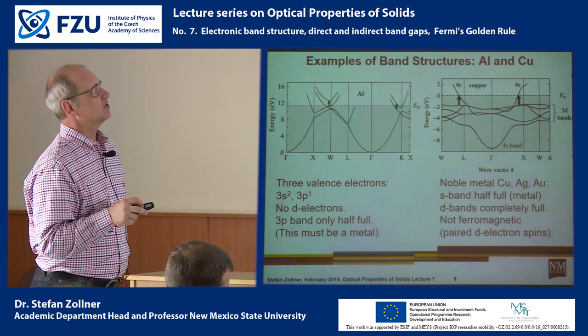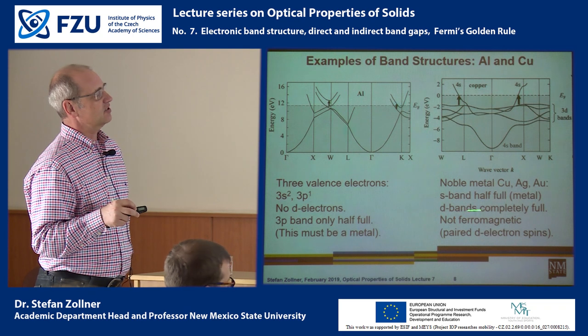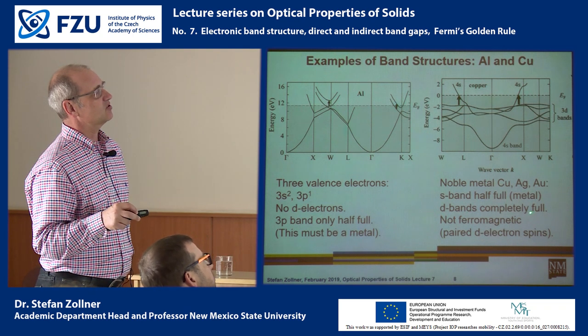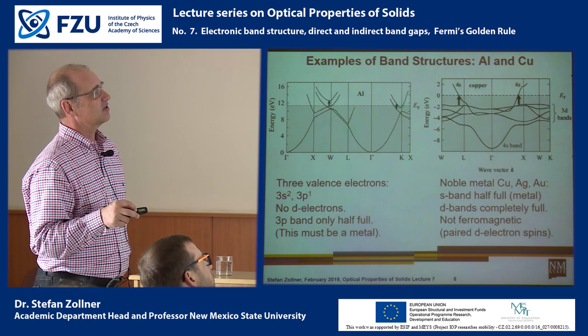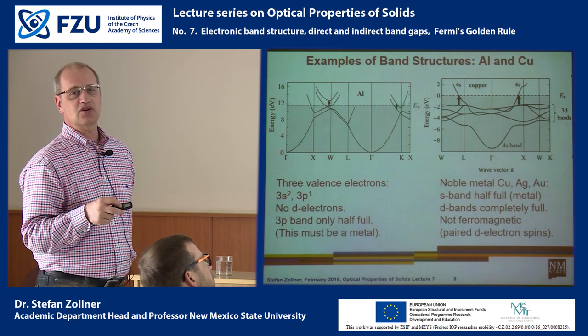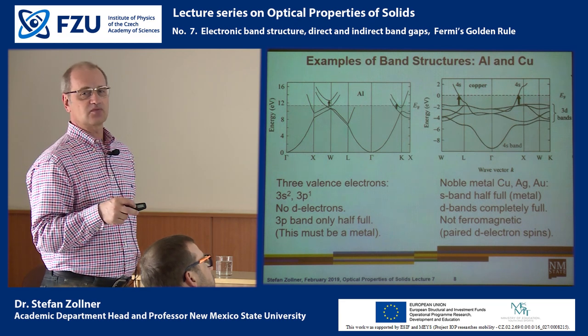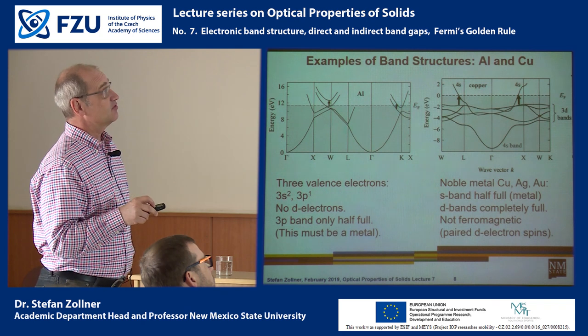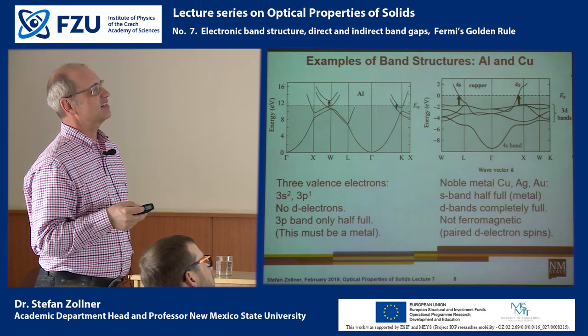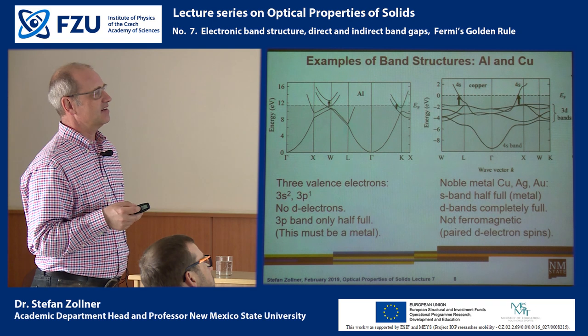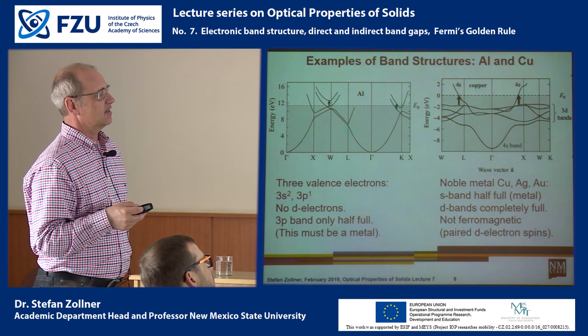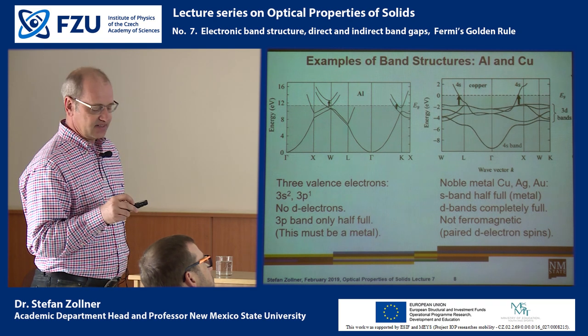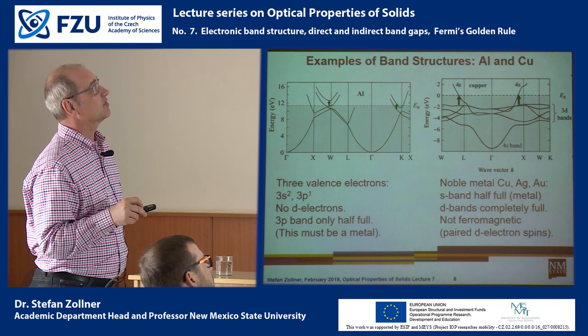And the second conclusion that we can draw from this band structure is that because the D bands are completely full, copper cannot be ferromagnetic because there are no unpaired spins. And if we have partially filled D and F electron states, then that can give rise to interesting magnetic properties.